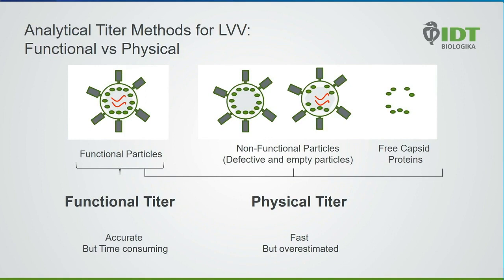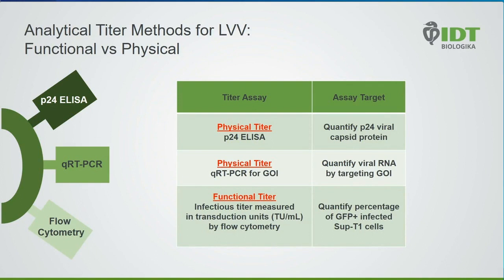Here are the three different methods we are currently using to determine the virus titer. The P24 ELISA method, which is a physical titer method. In this method, we quantify the P24 viral capsid protein, which is an indicator of virus titer. The second method is also a physical titer method. In this method, we quantify the viral RNA by targeting a gene of interest. And the third method is a functional titer method, in which we quantify the expression of viral protein in the lentivirus infected cells using a flow cytometer.